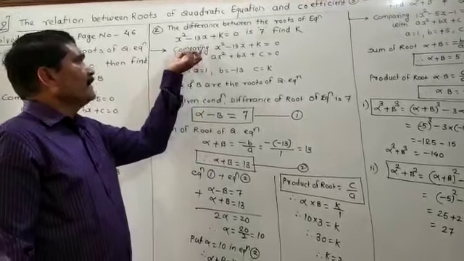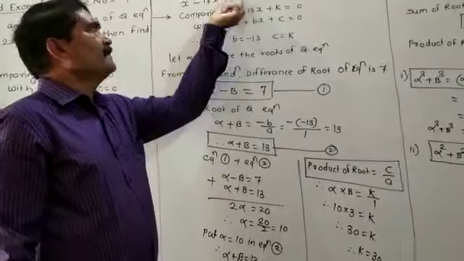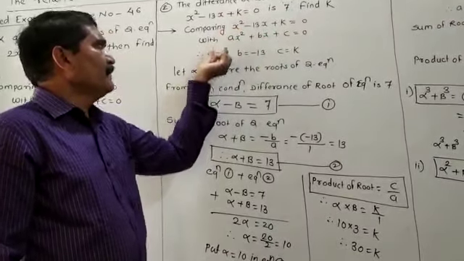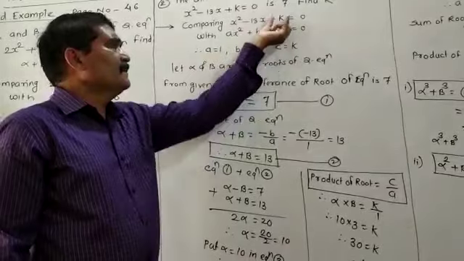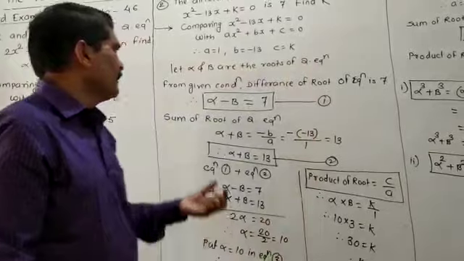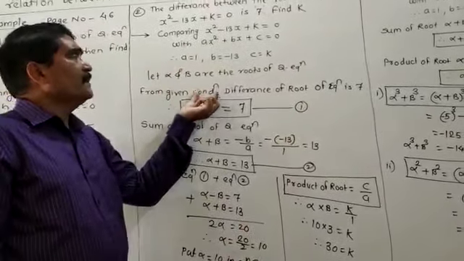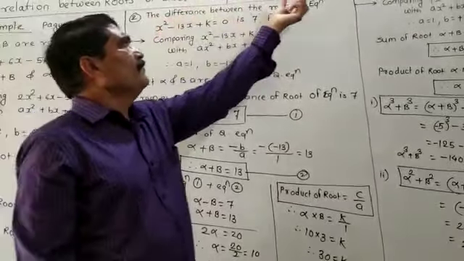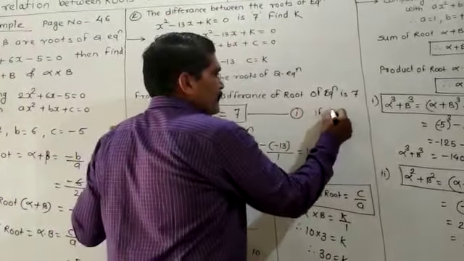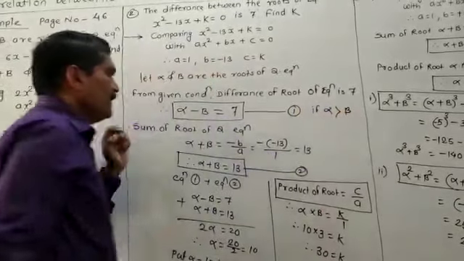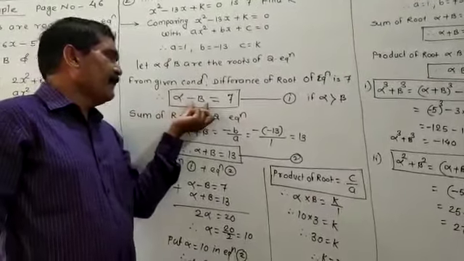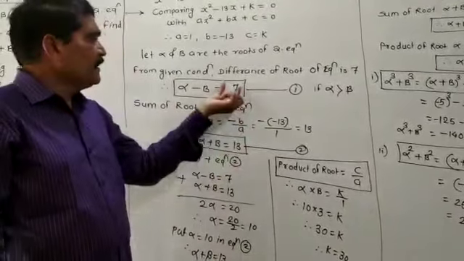How you have to find out the value of k, that you have to see. So I will say that comparing this equation x² − 13x + k = 0 with ax² + bx + c = 0, from that a = 1, b = −13, c = k will come. Let alpha and beta be the roots of the quadratic equation. The given condition is that the difference between the roots is 7. Then if alpha is greater than beta, at that time alpha minus beta is equal to 7. This is equation 1.